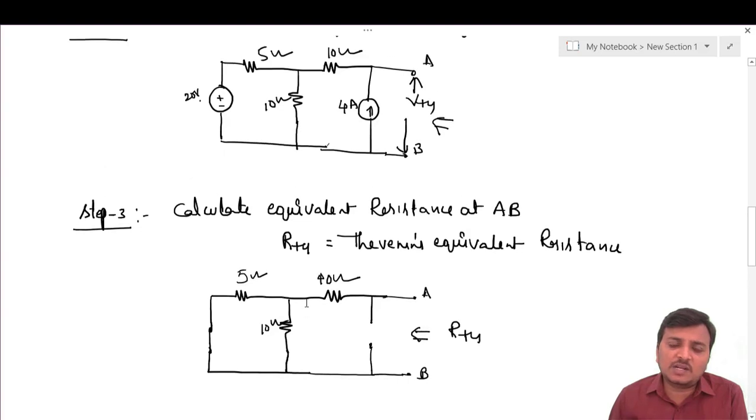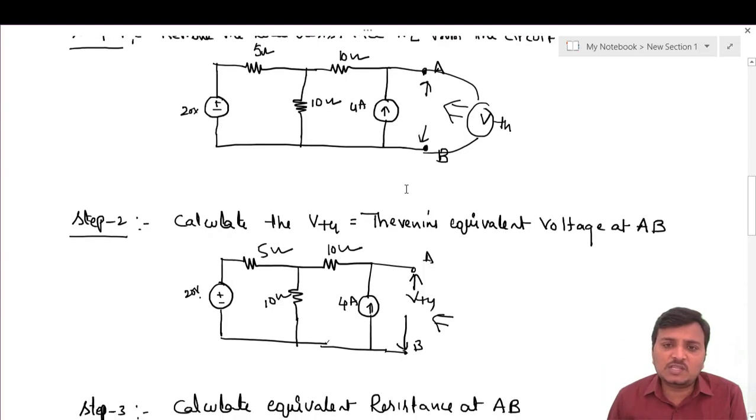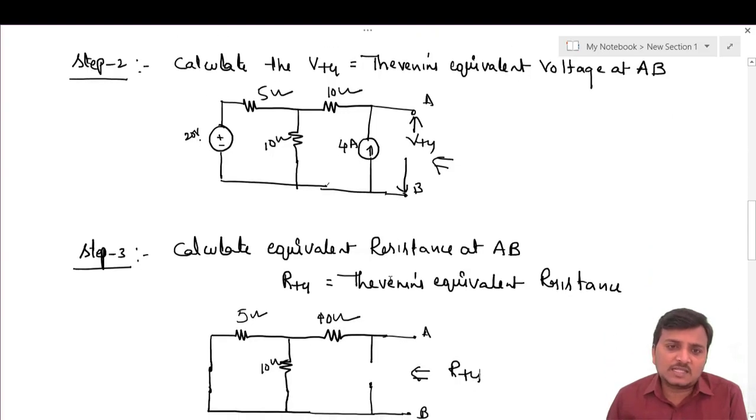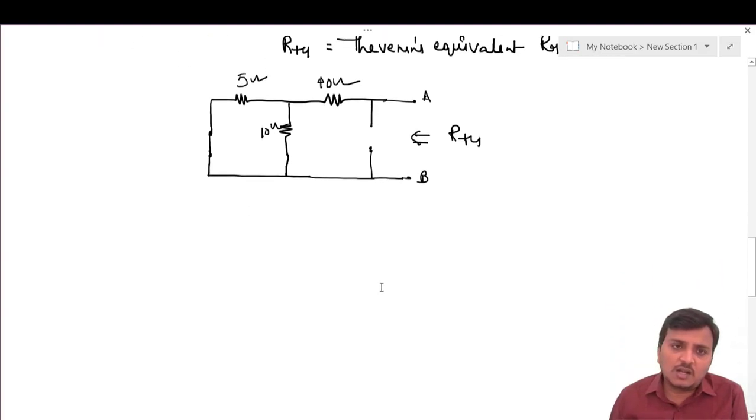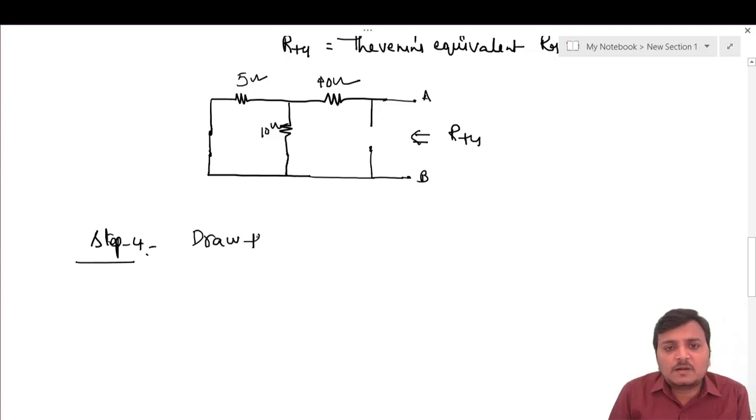So step one is to remove the load resistance from the circuit, step 2 is finding the Thevenin's equivalent voltage at terminals A and B, and step 3 is finding the Thevenin's equivalent resistance at terminals A and B by replacing the sources in the circuit with their internal resistances. Now we'll move to step 4. After step 4, draw the Thevenin's equivalent circuit.